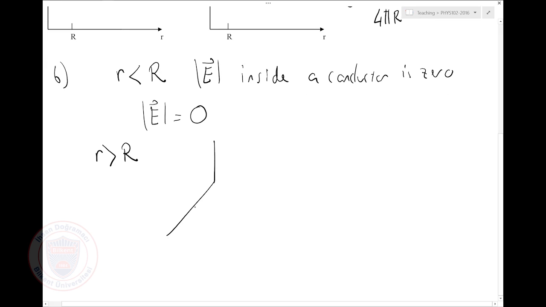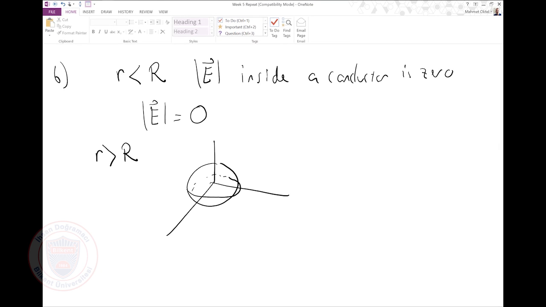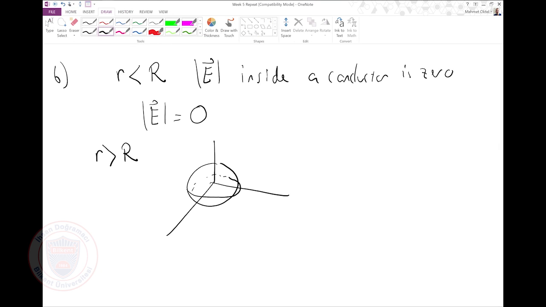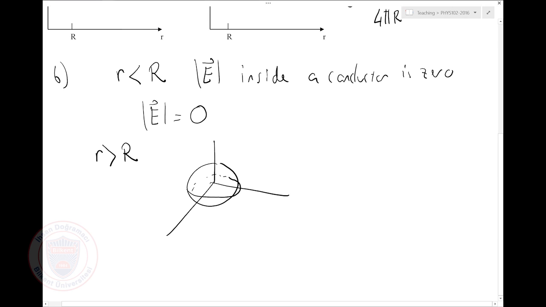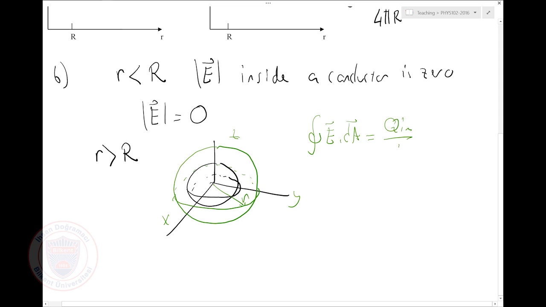This is a symmetric enough problem. So here is my sphere. It has spherical symmetry. Charges are distributed symmetrically. So what's the best way to find the electric field in this problem? It's to use Gauss's law. So what I'll do is I'll take a Gaussian surface of radius small r, and I'll say the closed integral of E dot dA is equal to Q in over epsilon 0. Clearly, all of my charge is inside the Gaussian surface, so Q in is equal to Q.